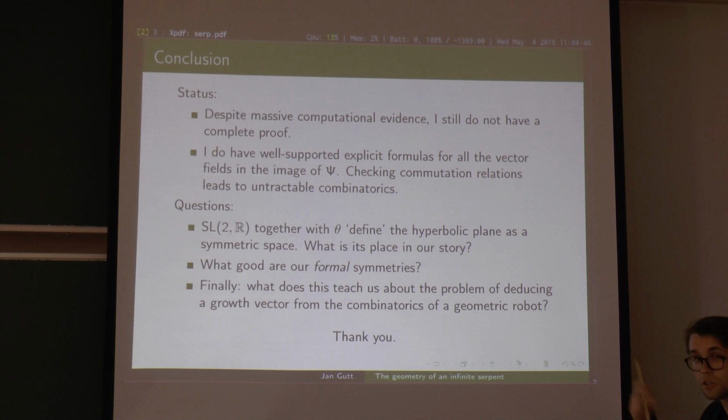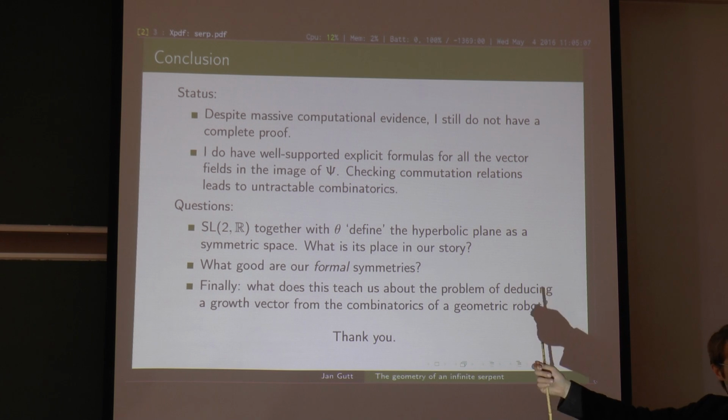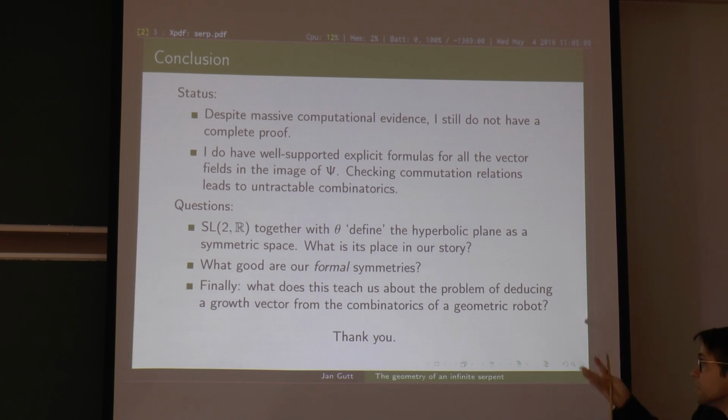And finally, returning to the original program, the question is, does it really teach us something about this initial problem of whether we can deduce a growth vector from the combinatorics? So I would say that it tells us that this idea of just guessing the growth vector is rather hopeless, because I would never guess that this growth vector is just going to be 2, 1, 2, 1, 2, 1, and so on. But maybe some conclusions can be drawn.